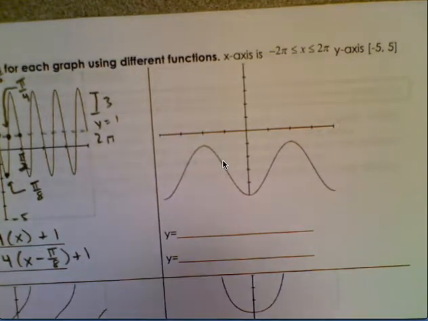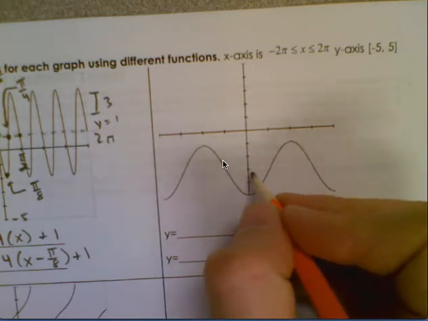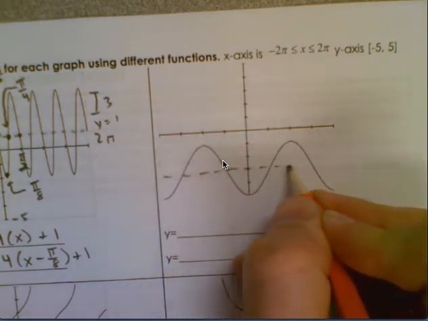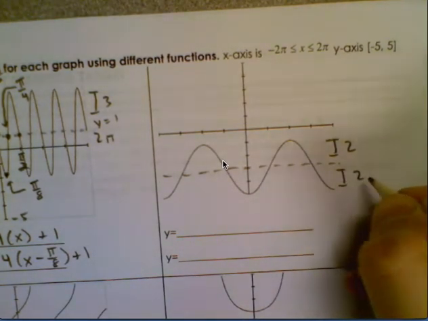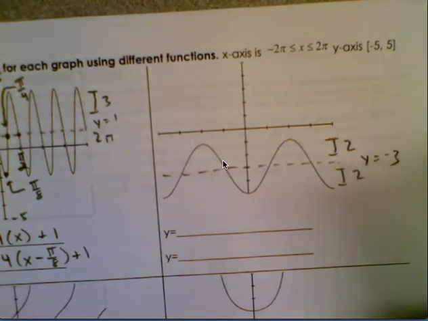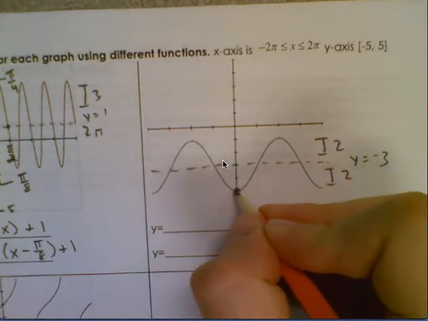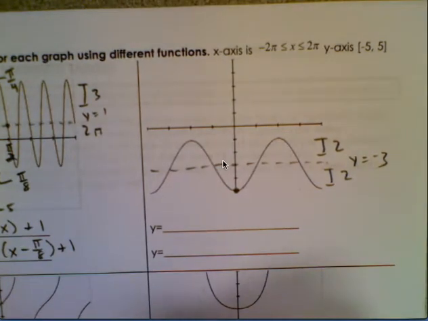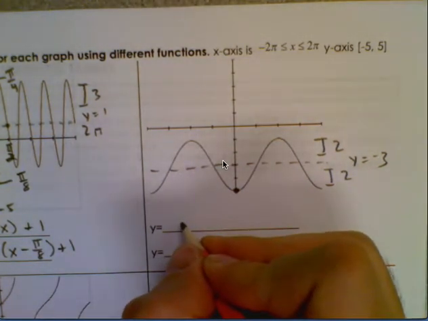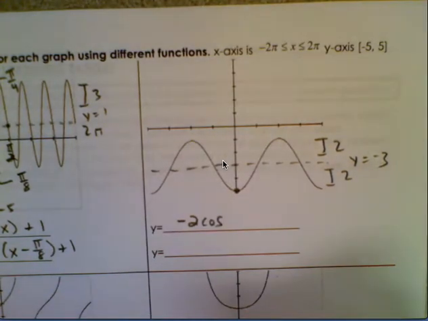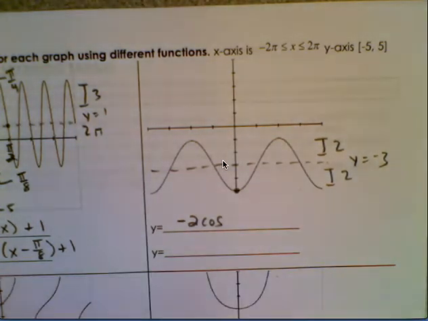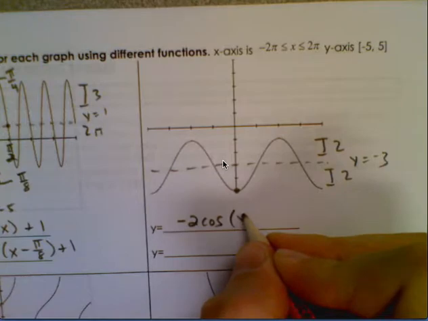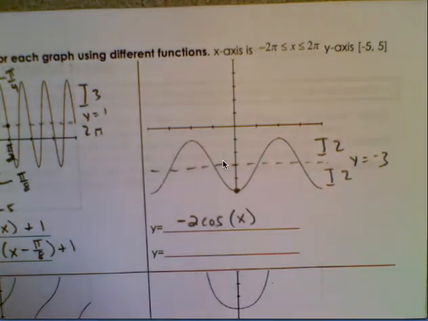For the second one, it's a little bit easier to see. Once again, I need to find the midline, and it appears to be right about here, because the amplitude is 2, and the midline is at y equals negative 3. If I pick my starting point as right here on the graph, that means I have a negative cosine curve. So it's going to be y equals negative 2 cosine. If you look on the graph, we have exactly 1 cycle between 0 and 2 pi, so our b is 1. I don't have a horizontal shift because I started on the y-axis, and I'm shifted down 3.